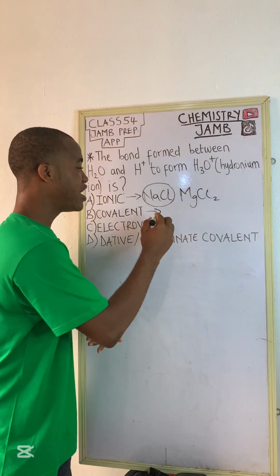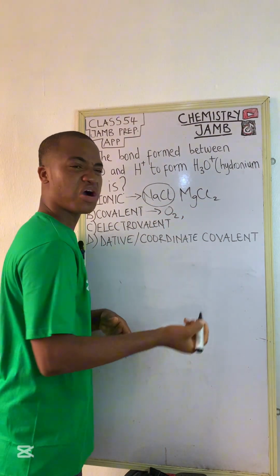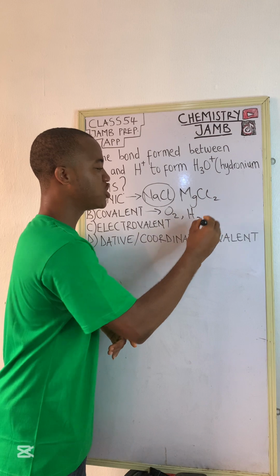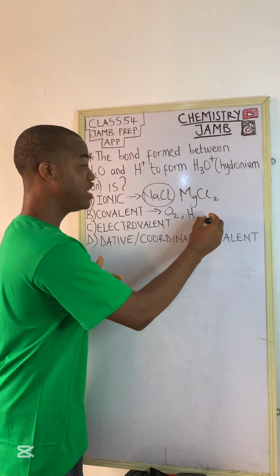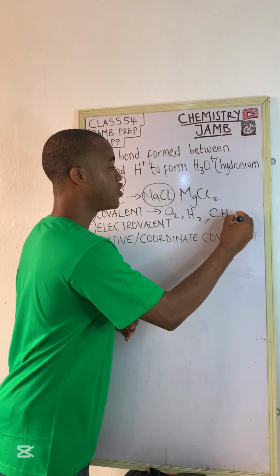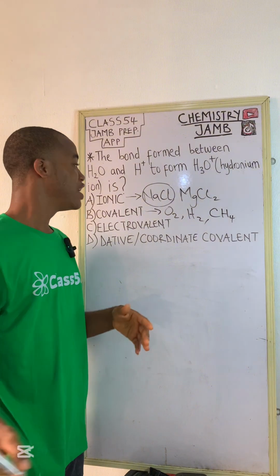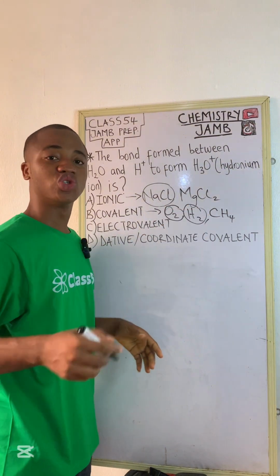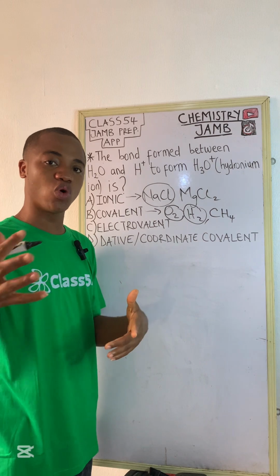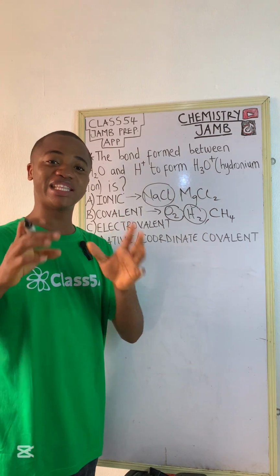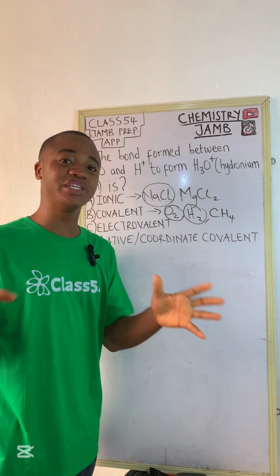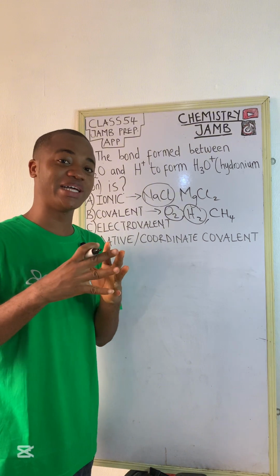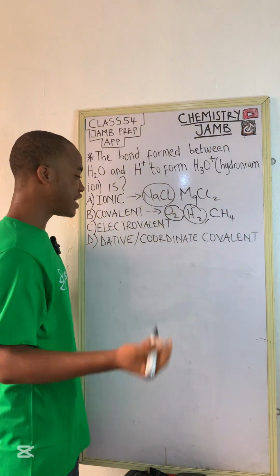An example of a covalent compound is oxygen gas. Also, hydrogen gas is an example of a covalent compound. Even methane, which is CH4, is an example of a covalent compound. Let me use oxygen or hydrogen gas to show you how covalent compounds work. I told you that covalent bonding is a type of bonding where electrons are completely shared between the two participating atoms. Now, let us use hydrogen gas as an example.